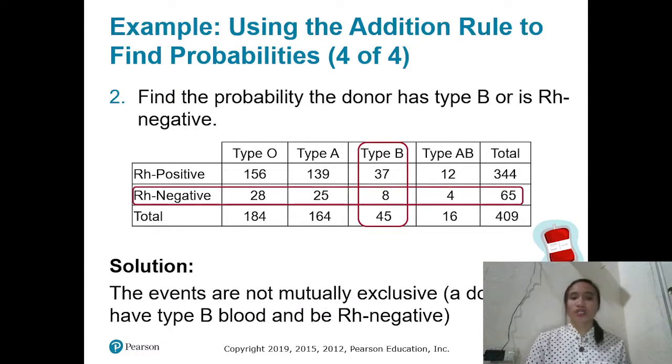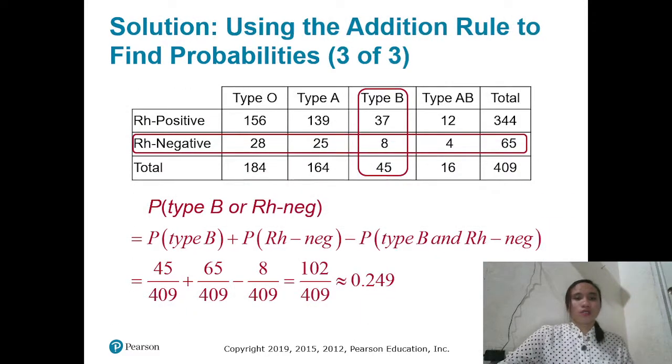The events are not mutually exclusive because a donor can have type B blood and be Rh negative. So, the probability of type B or Rh negative is equal to the probability of type B plus the probability of Rh negative minus the probability of type B and Rh negative.